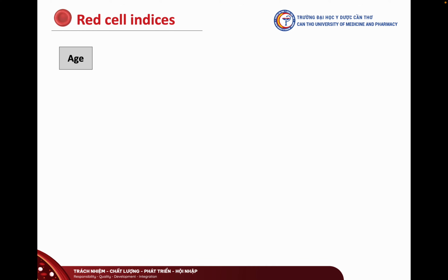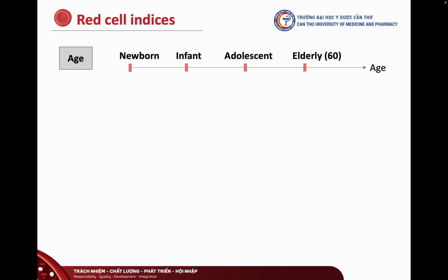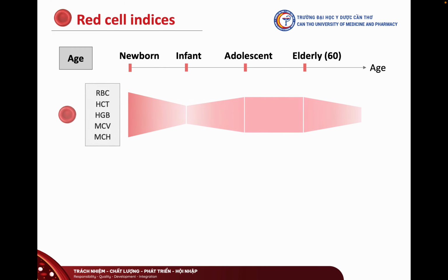Age is another important factor affecting the CBC interpretation. Let's go along the timeline, from newborns to infants, adolescents, and finally to the elderly over 60 years old. For the red cell line, newborns often have physiological polycythemia, a high red cell count at birth, but soon after birth, this drops rapidly.